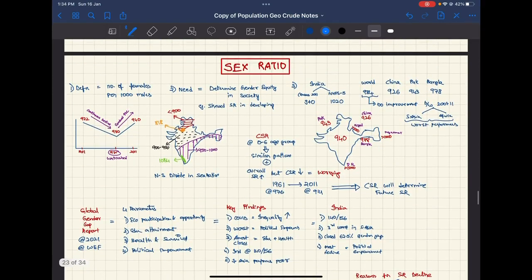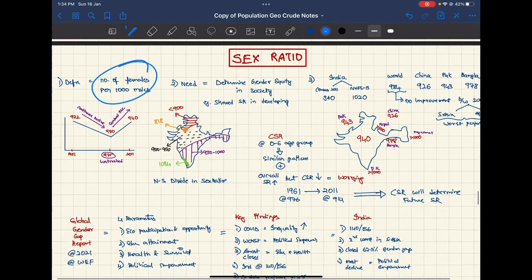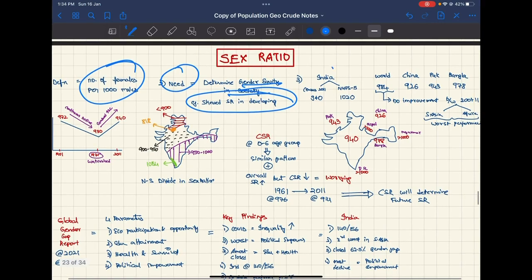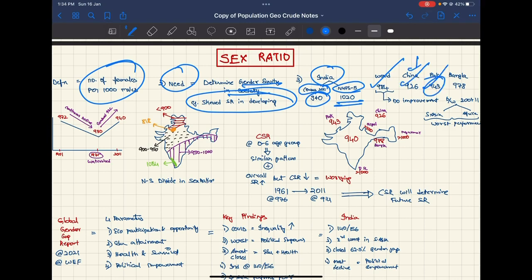Coming to sex ratio, it can be defined as the number of females per 1000 males. What is the need? The need is to determine the gender equity in society. Example, developing countries have skewed sex ratio. India, according to census 2011, has 940. Recent NFHS 5, according to it, it has 1020. The world has 984. China 926, lower than India. Pakistan almost approximately equal to India.